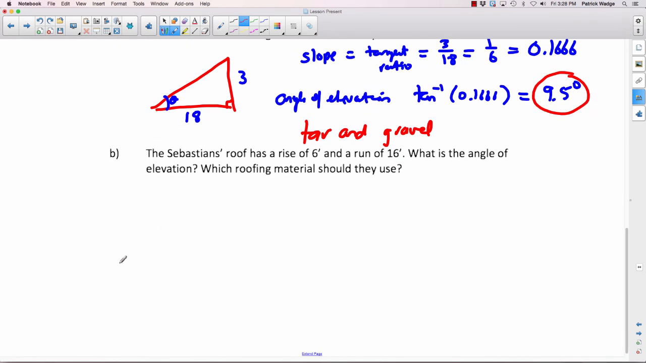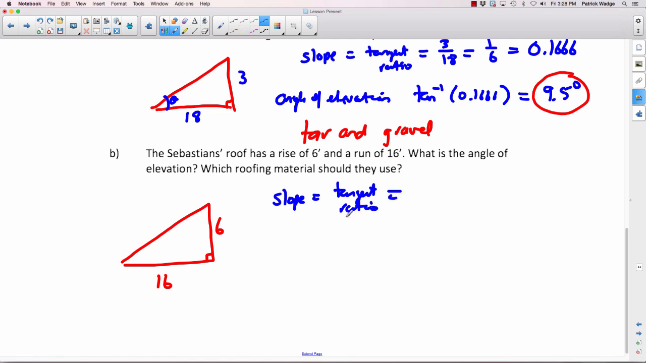Same sort of idea. They've got their roof here, makes a right angle, has a rise of 6 feet, has a run of 16 feet. So now we can get the slope, which is equal to the tangent ratio. Oh, where's the angle of elevation? Right here. That's what we're trying to find. So slope, rise over run, or if you want, tangent ratio, opposite over adjacent. So 6 over 16, can divide those both by 2, you get 3 over 8.